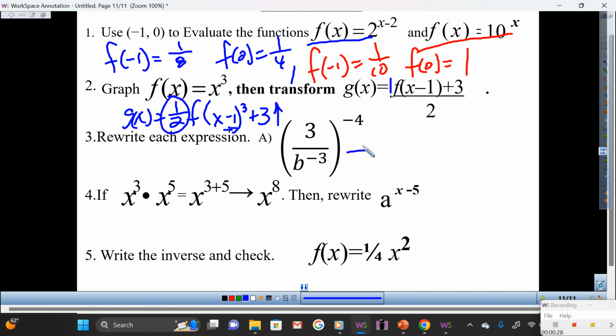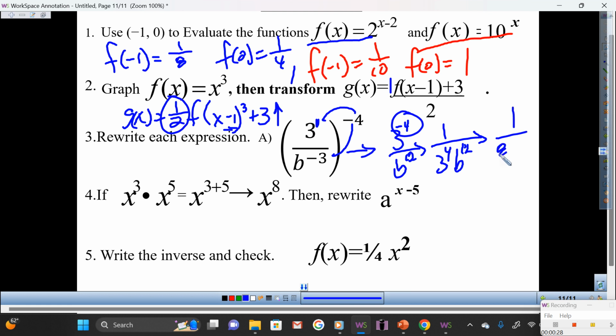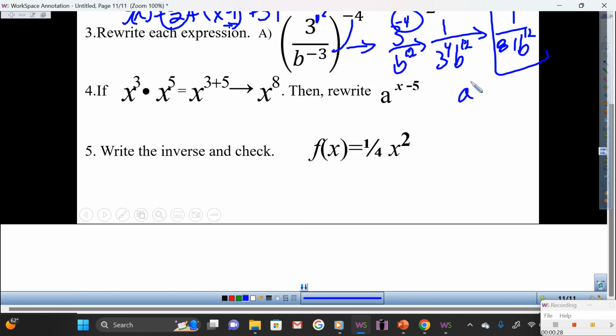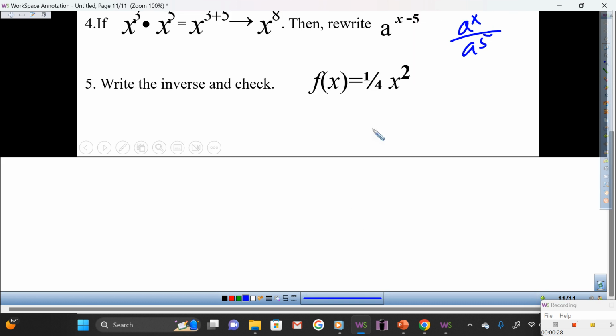Number 3, I should have put a 1 here as an exponent. Distribute the power there and there. You end up with 3 to the negative 4, b to the 12. We can't have a negative exponent, so this becomes 1 over 3 to the 4th, b to the 12th, which is 1 over 81, b to the 12th. Number 4, a to the x over a to the 5th. And number 5, the inverse.